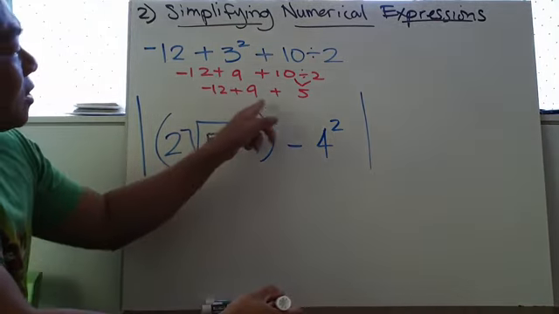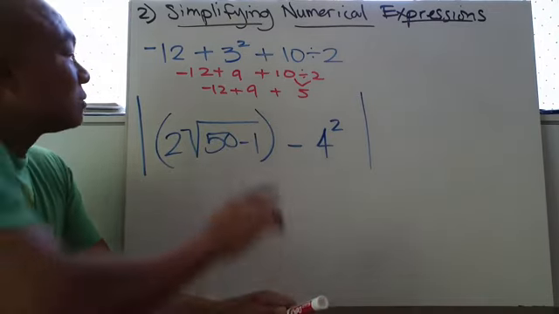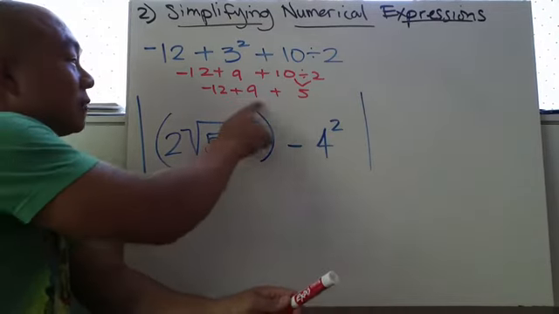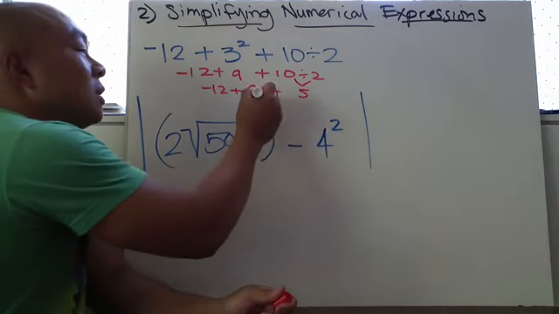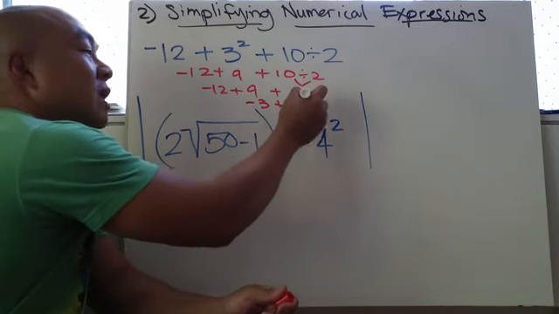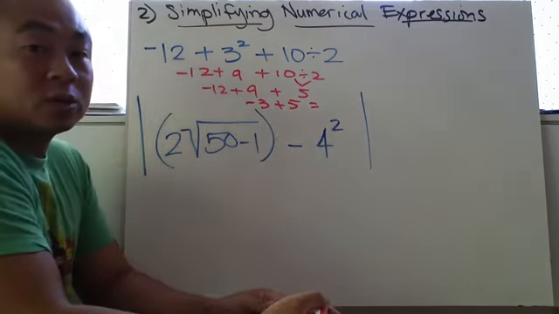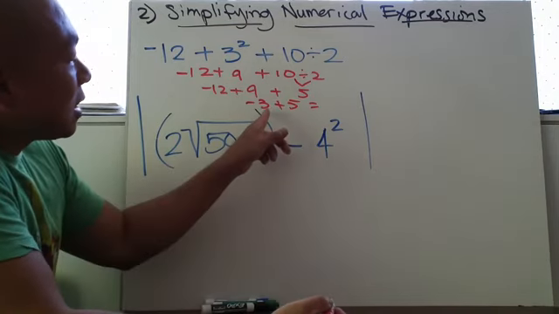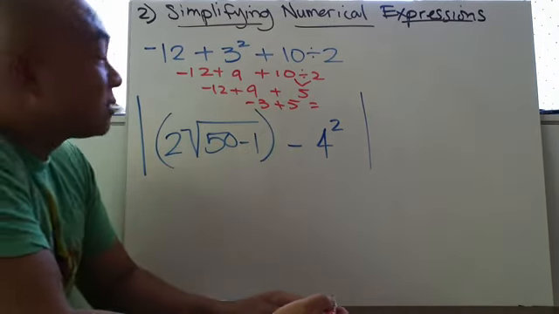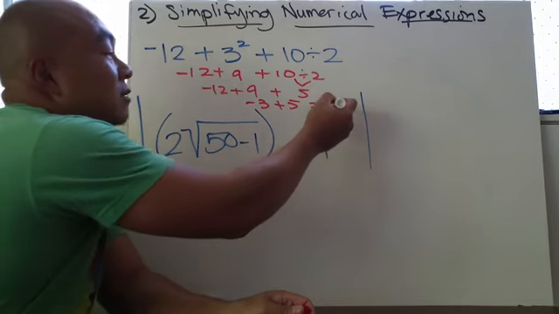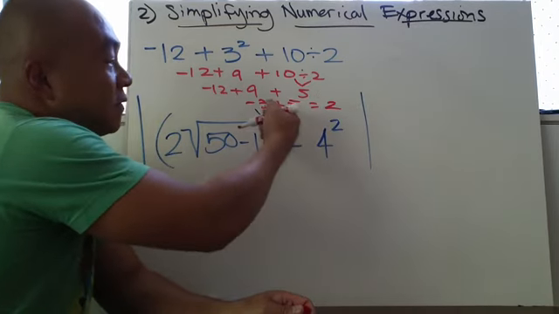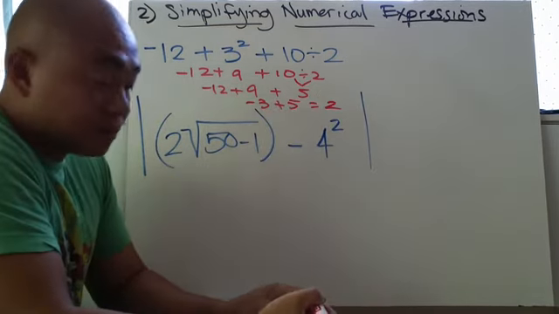Now all I have left is addition, so I'm just going to go straight left to right. Negative 12 plus 9 is going to give me negative 3. Negative 3 plus 5, again using our addition rules when we're adding integers: a negative and a positive, you're actually subtracting. So when you're subtracting, that gives me a positive 2, and then we take the sign of the higher number.